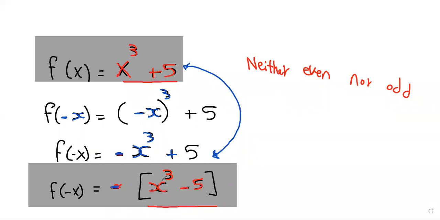I ended up with x cubed minus 5. If I ended up with x cubed plus 5 and I had a negative in front of this function, it would be odd. But we observed that we ended up with a negative and a different function, x cubed minus 5. It's not like this one. So this function is neither even nor odd.